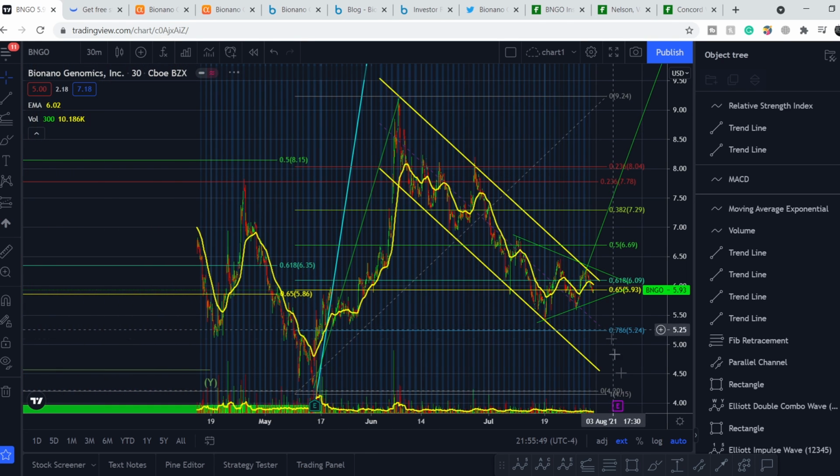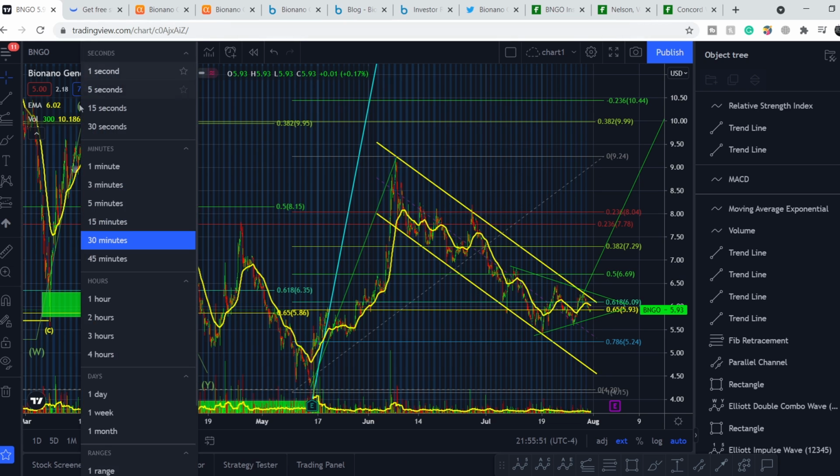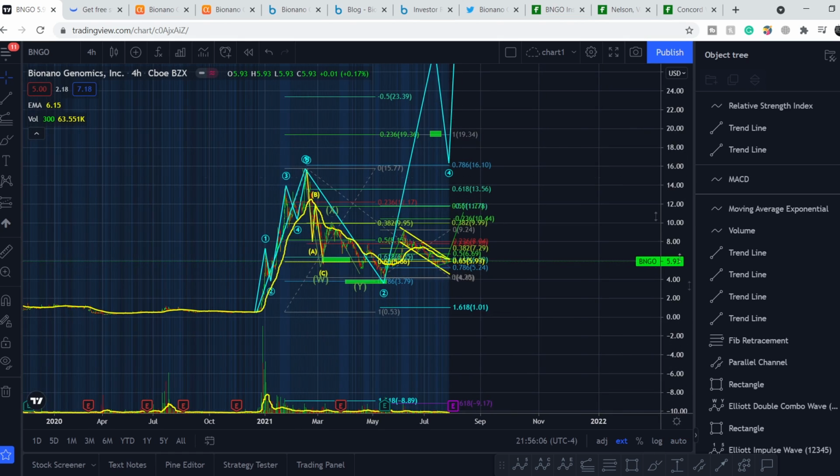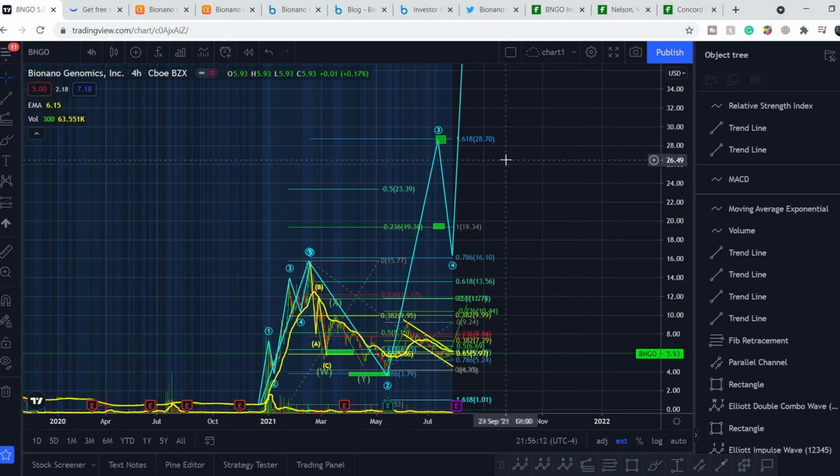And let me show you our major targets. To project targets, I pulled the Fibonacci extension tool from the very bottom of the entire structure to the very top and the third point at the bottom of the retracement. With the assumption that we have to land at the top of our third wave, we have our primary target at the level of $28.7, and we might hit this target in a matter of 18 months, in my opinion.